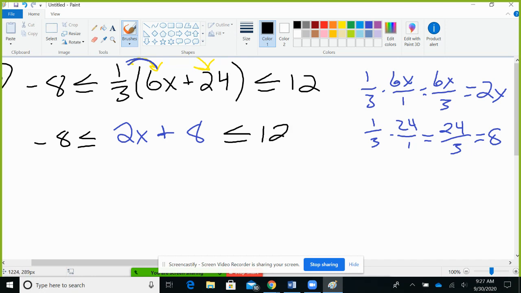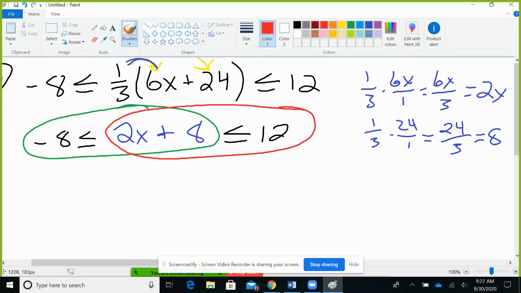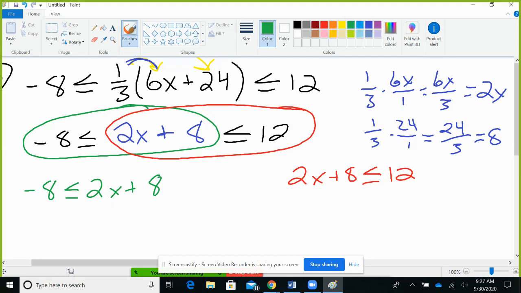What I'm going to do now is I have two different problems. I have -8 is less than or equal to 2x plus 8. And I have 2x plus 8 is less than or equal to 12. So I'm going to split those up. I have two separate problems. Does that make sense? Because I have two inequalities there, right? It's a compound inequality, so I have two separate inequalities.